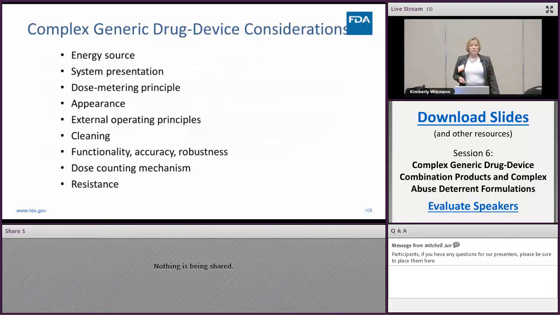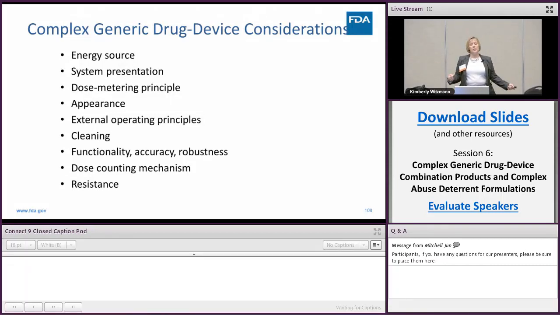So just specifically, again, for the orally inhaled and nasal drug products, there are a lot of things that we take into consideration when we're looking at a generic product and its relevance to the RLD product. We can look at energy source. Is it an active source or is it passive? What's the presentation for the system? Is this a dry powder inhaler with individual capsules that have to be loaded into a device, or is this a metered dose inhaler? So those are some of the things that we have to consider. We look at the dose metering principle. How is the dose metered for the device?